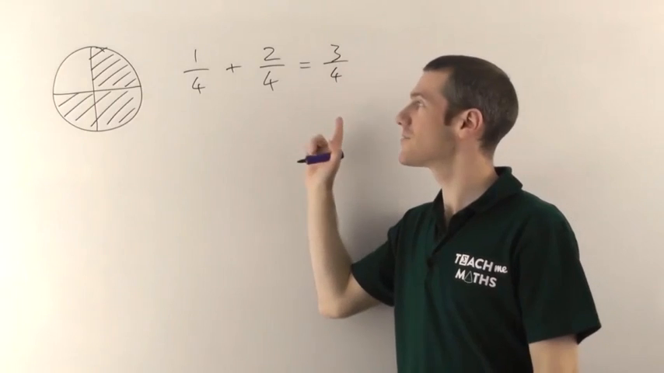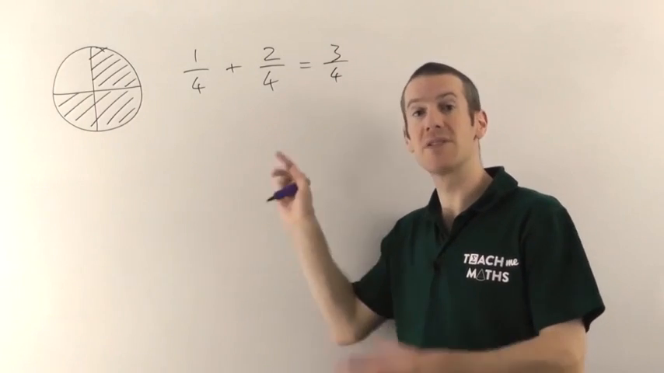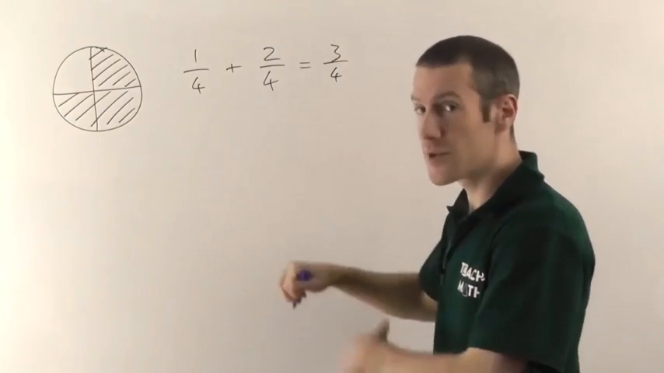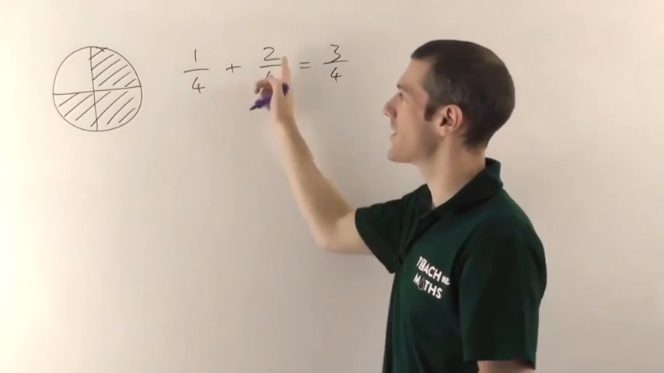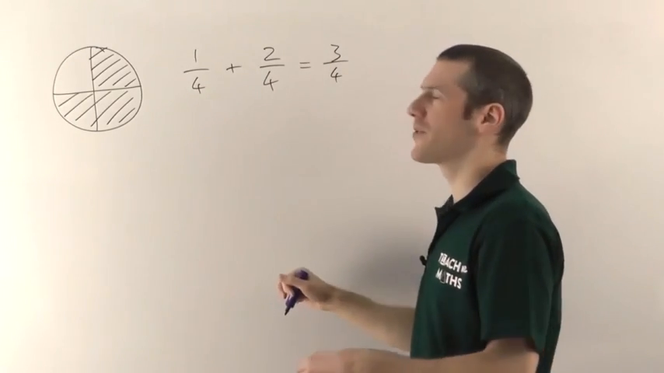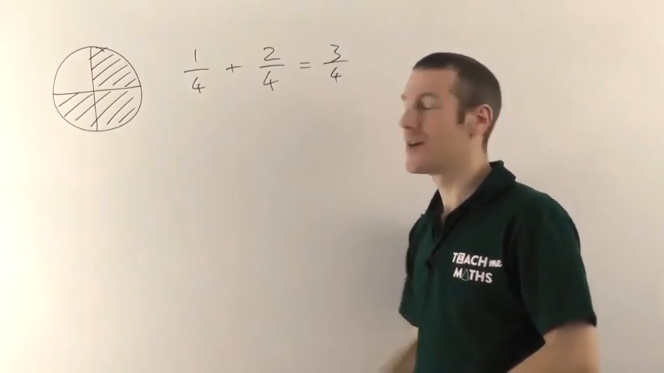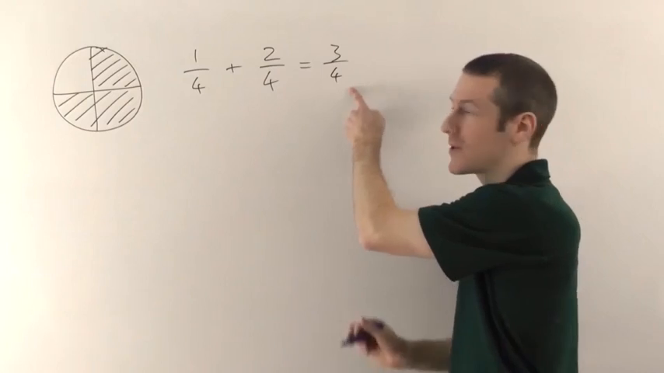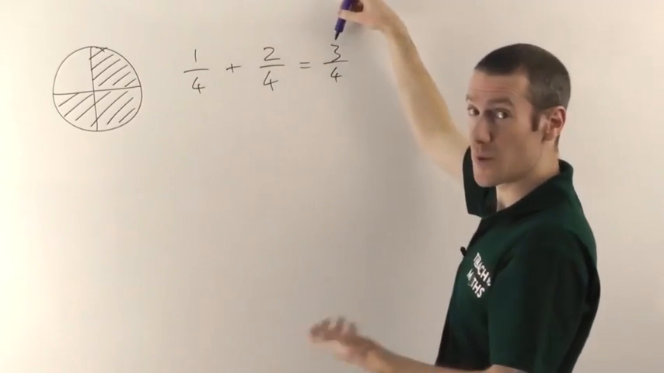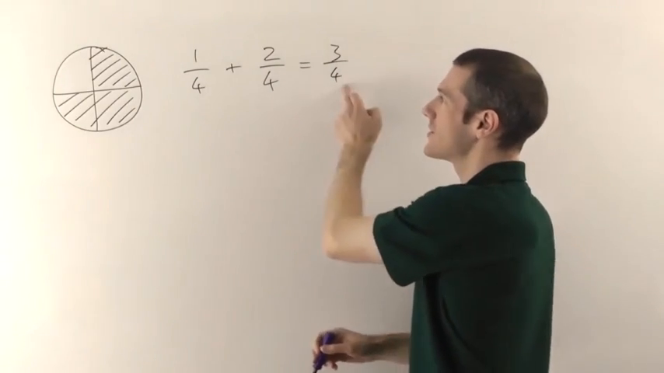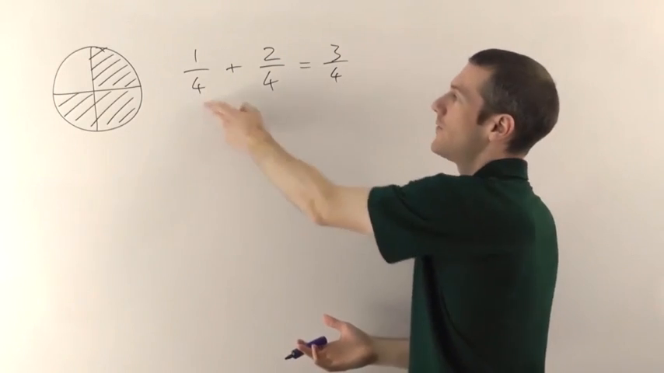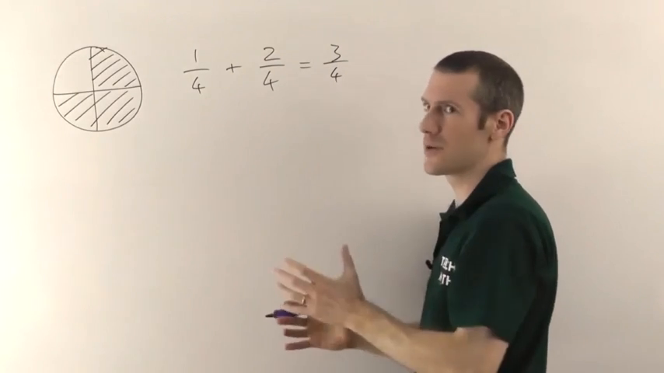But this does illustrate a common misconception when it comes to adding and subtracting fractions. Because when you multiply fractions, you multiply the tops and you multiply the bottoms, a lot of people think when you're adding fractions that you add the tops and add the bottoms. But hopefully you can see here that that's not happening. We do add the tops, 1 plus 2 gives you 3, but we're not adding the bottoms. It's not 4 plus 4 to give you 8. That's not going to work.